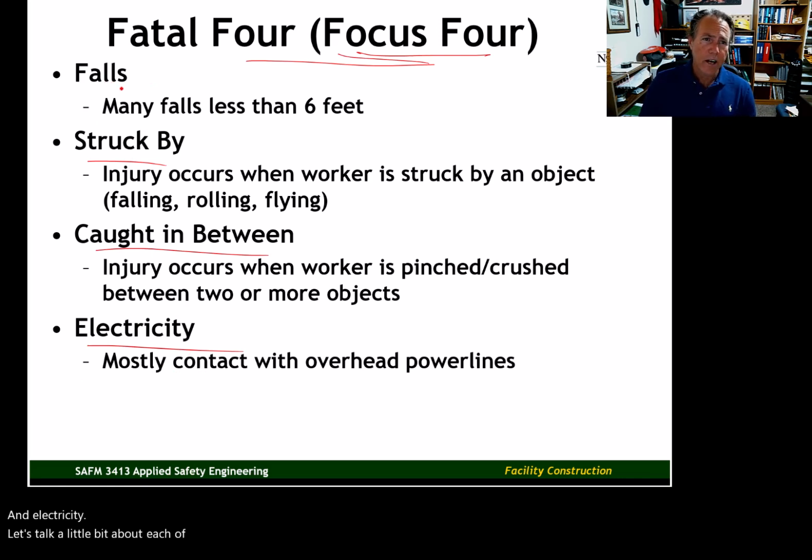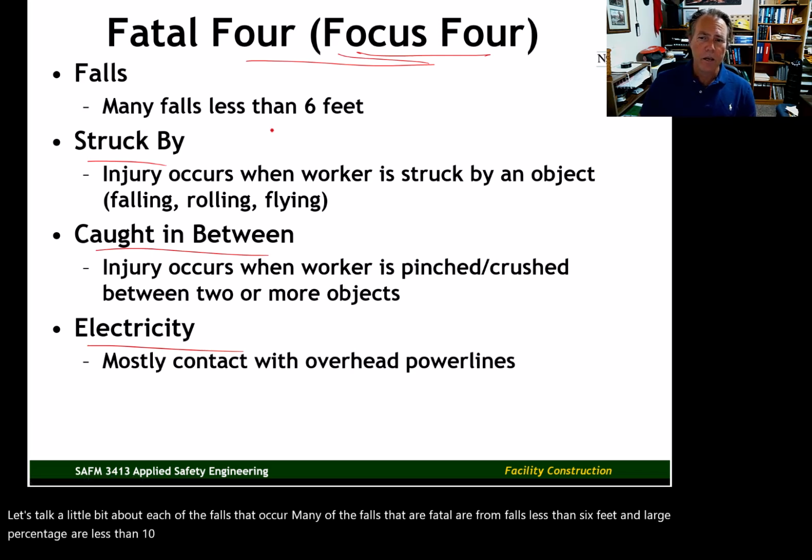The falls that occur, many of the falls that are fatal are from falls less than 6 feet, and a large percentage are less than 10 feet. You don't have to be 100 feet up in the air for a fall to be fatal. Many fatalities occur at much lower levels, again 10 feet or even 6 feet.